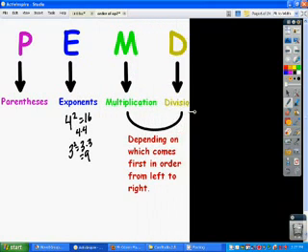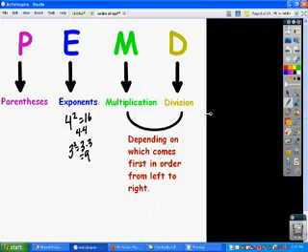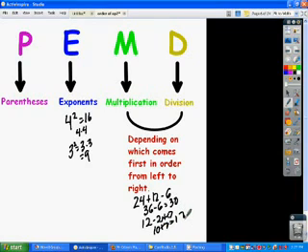And then we're going to do all multiplication and division left to right. So remember, if we had the problem 24 plus 12 minus 6, we're going to do 24 plus 12 first, which is 36, and then take away 6 to get 30. Same point if we had 12 minus 2 plus 7. We're going to do 12 minus 2, which is 10, plus 7, which is 17.